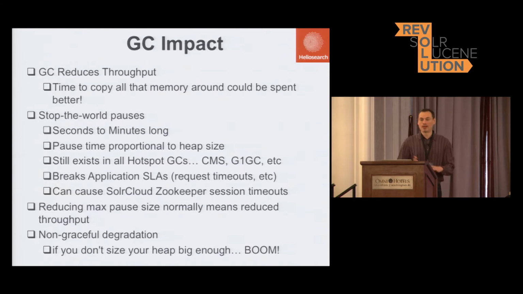GC lowers throughput because it's spending CPU cycles on copying memory around that could otherwise be spent solving your application needs. The stop-the-world pauses can be seconds to minutes long. They're proportional to heap size, so the bigger heap sizes you have to run with, the longer the GC pauses. And it gets really hairy if you have big GC pauses and you're running SolrCloud: it can cause ZooKeeper session timeouts, and so it can make what might be just a small problem into a much bigger cascading problem.